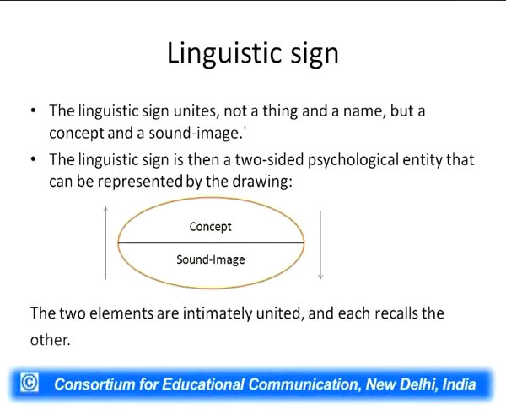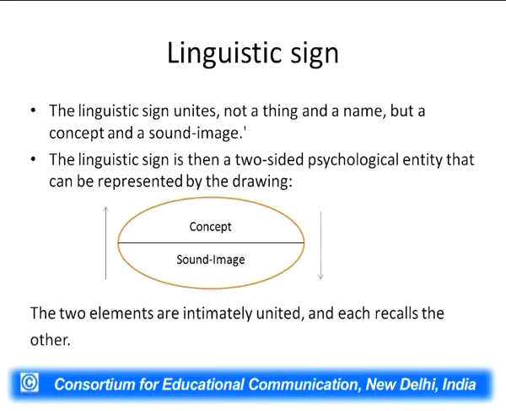So we can try to understand what linguistic sign is, or the sign is, because Saussure contributed in the linguistic field mainly. So when he described sign, he meant the linguistic sign. Here's the structure of a sign. So basically, the sign consists of two things. One is sound image, and another is concept.